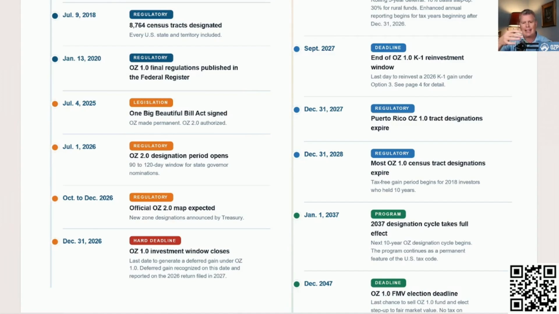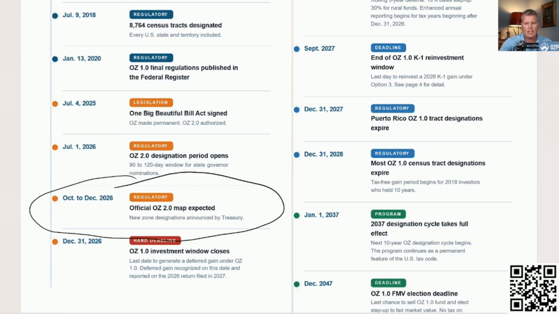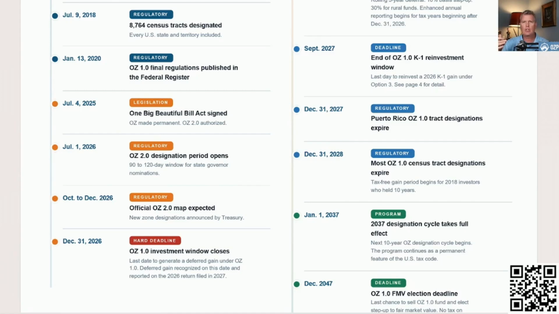The OZ designation process starts July 1st of this year, where the states are actually going to start turning in their selected opportunity zones. If you're interested in getting involved in that, we've got a ton of resources relative to who you need to be talking to and how. And then October to December of 2026, that's when we're going to start seeing the states' designations, and then when Treasury has the window to confirm those selections.